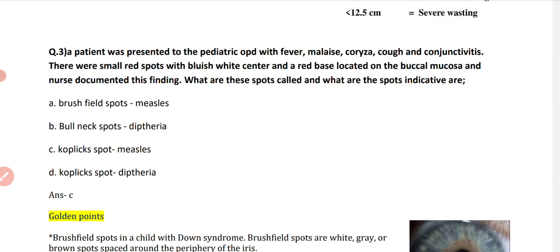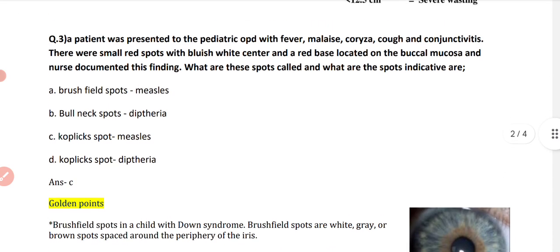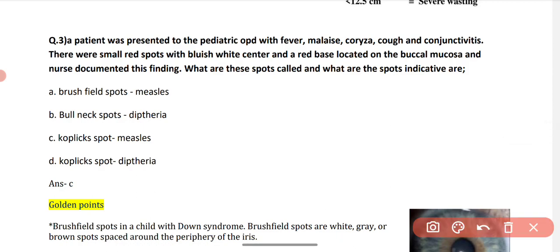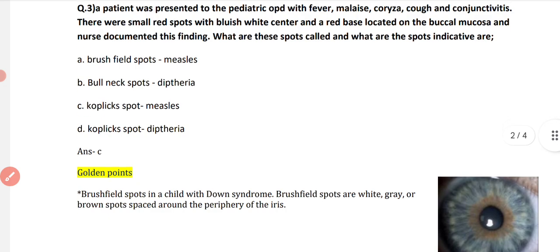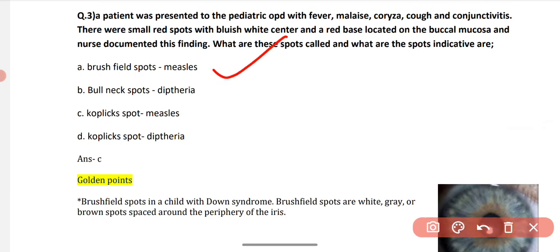So here the keyword is: small red spots with bluish white center and red base. Okay, so this is the keyword. And they have given 4 options: Brushfield spots measles, bull neck diphtheria, Koplik spots measles, Koplik spots diphtheria. And here the right answer is option C, that is Koplik spots measles.